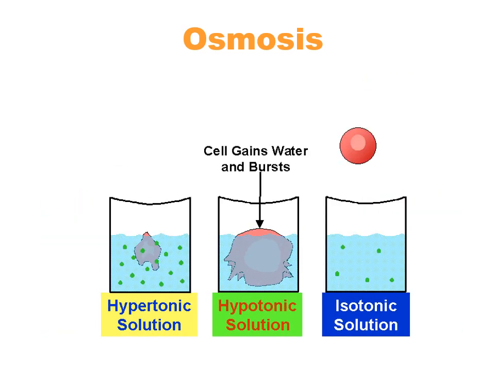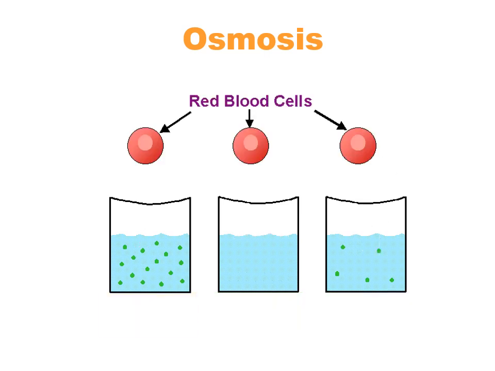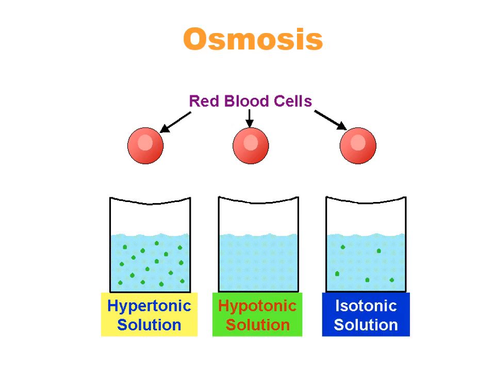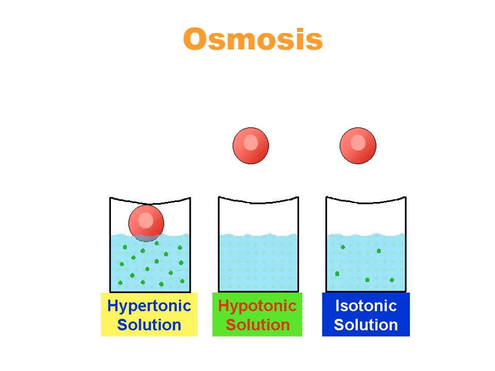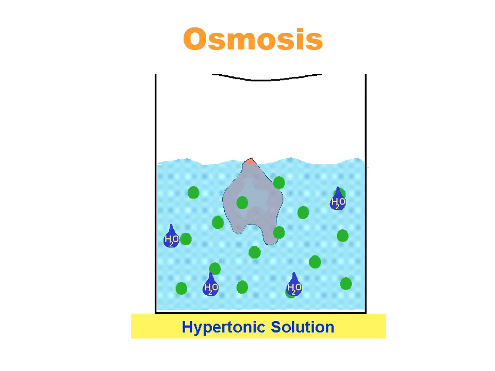And here we're placing the cell in an isotonic solution. An isotonic solution does not cause the shifting of water into or out of the cell. Isotonic, meaning the same tonicity, the same osmolarity as you would find in the normal extracellular fluids.